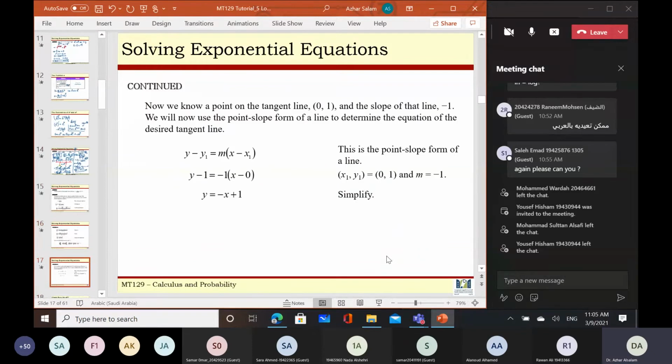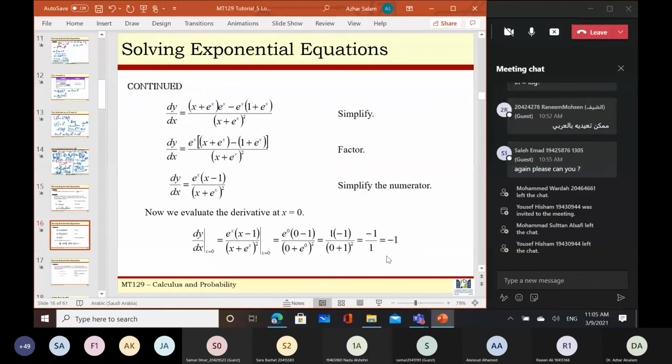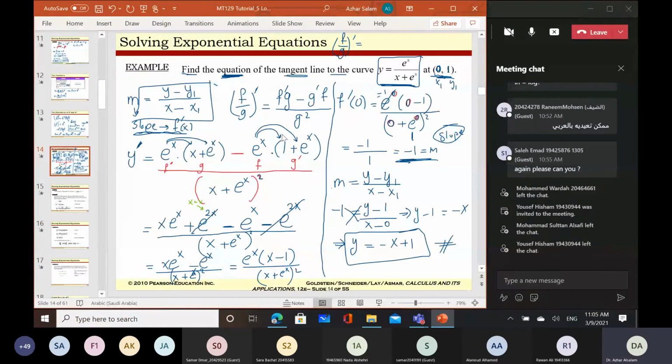دكتور ممكن تعيد الخطوات لو تكرمتي. الخطوات اللي عملناها.